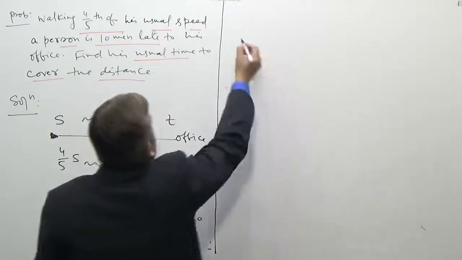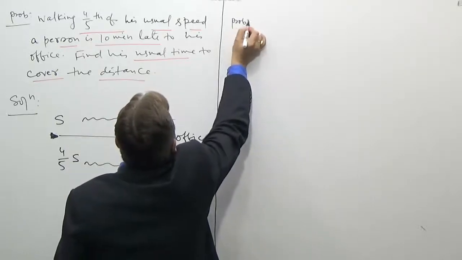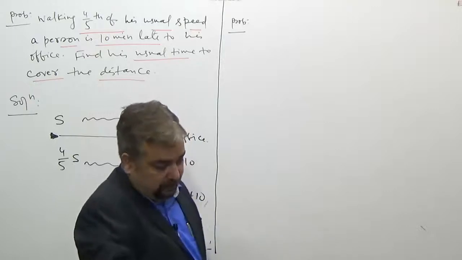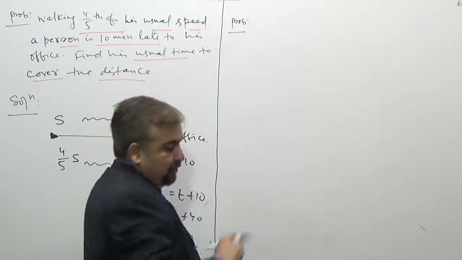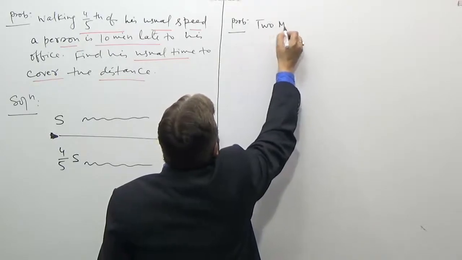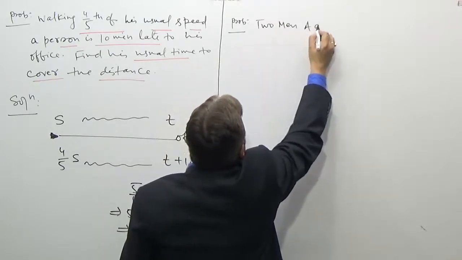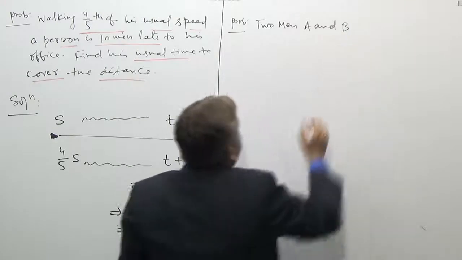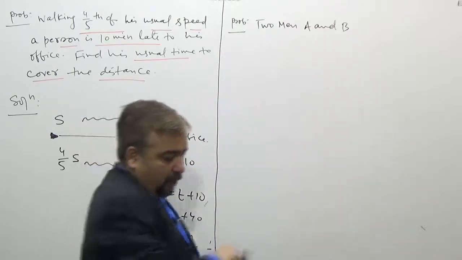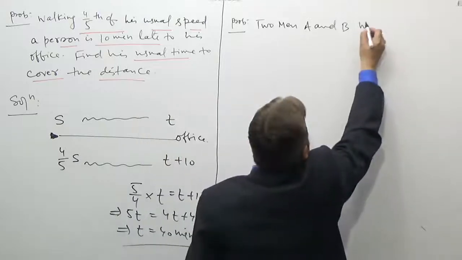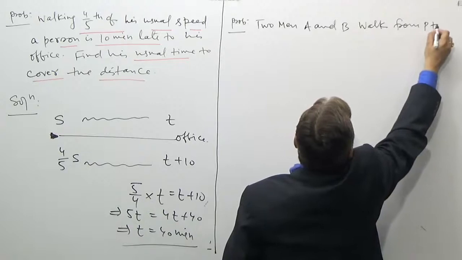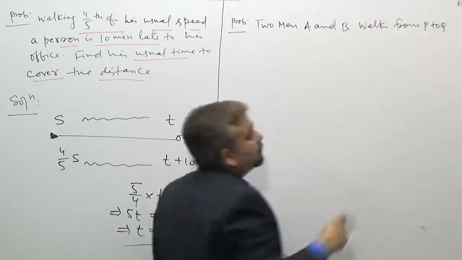The next problem is: two men A and B walk from P to Q.